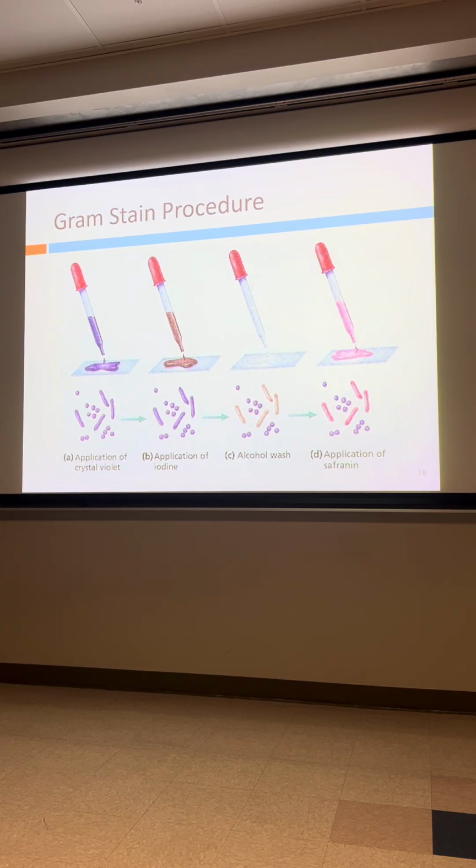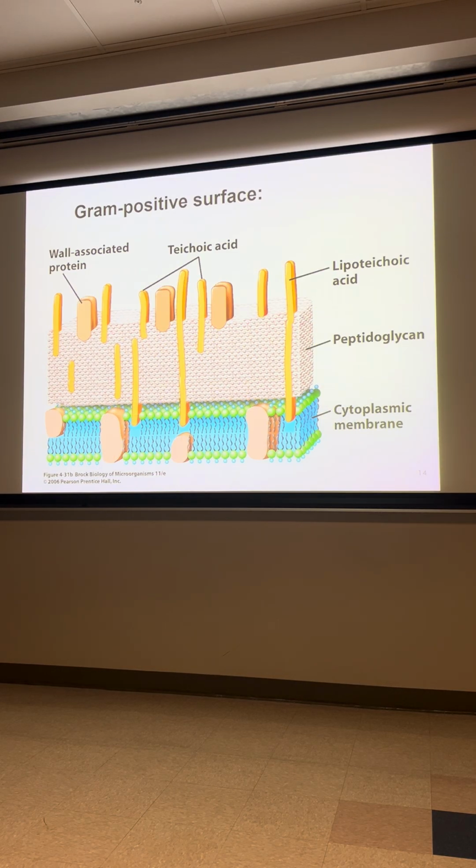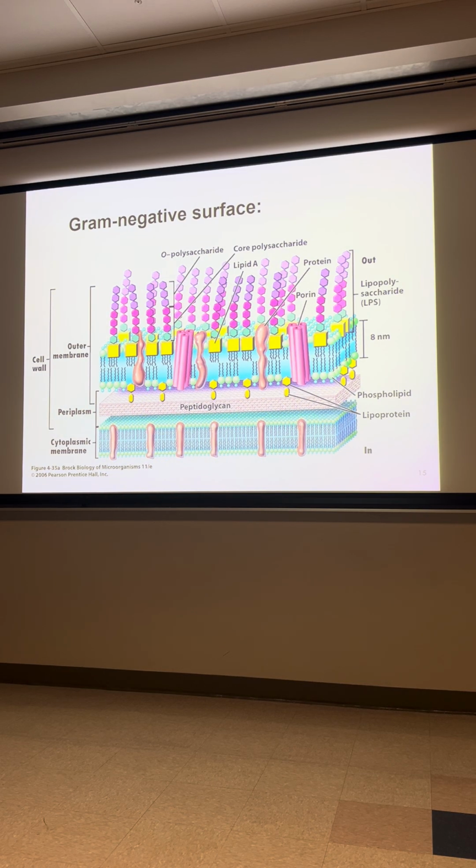What happens? Steps 1 and 2, you've made these big complexes of crystal violet and iodine. Big complexes of crystal violet and iodine. The cell wall for gram positives is so thick, it's going to trap this big guy inside of the cell and it won't be able to get out. Gram negatives, thinner peptidoglycan layer. Thinner peptidoglycan layer, this can get out.